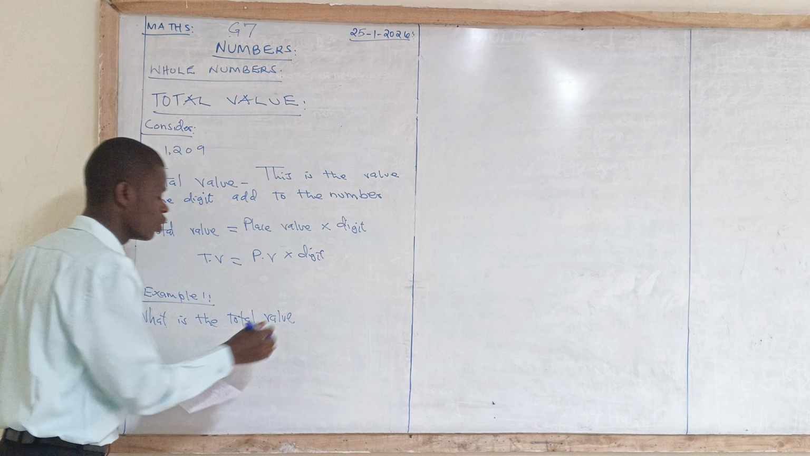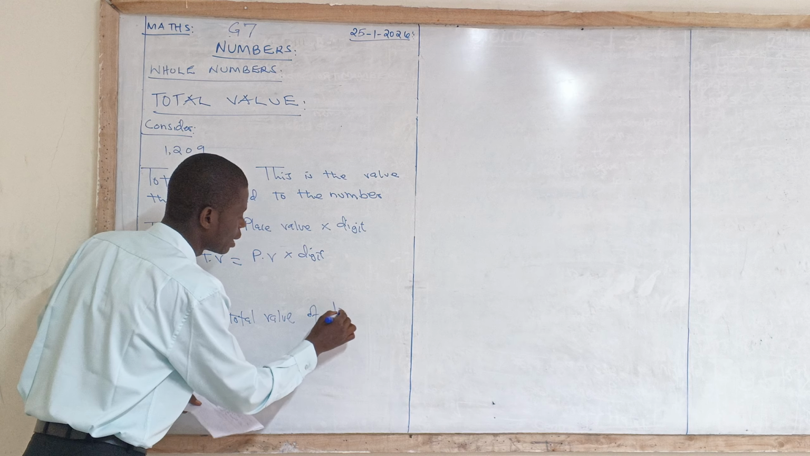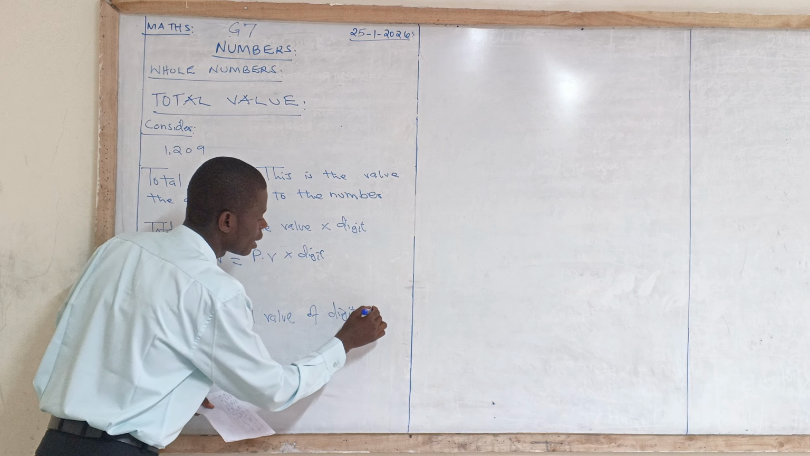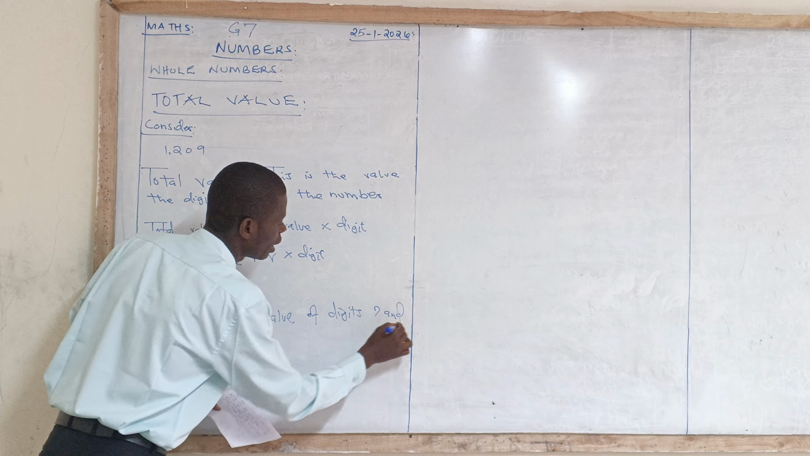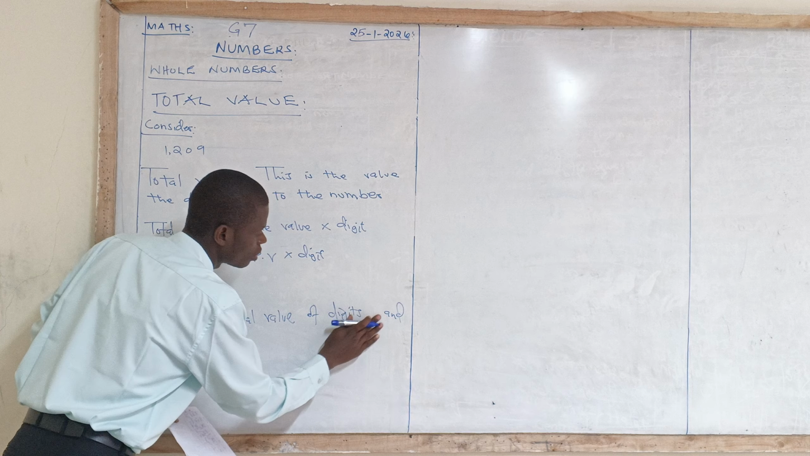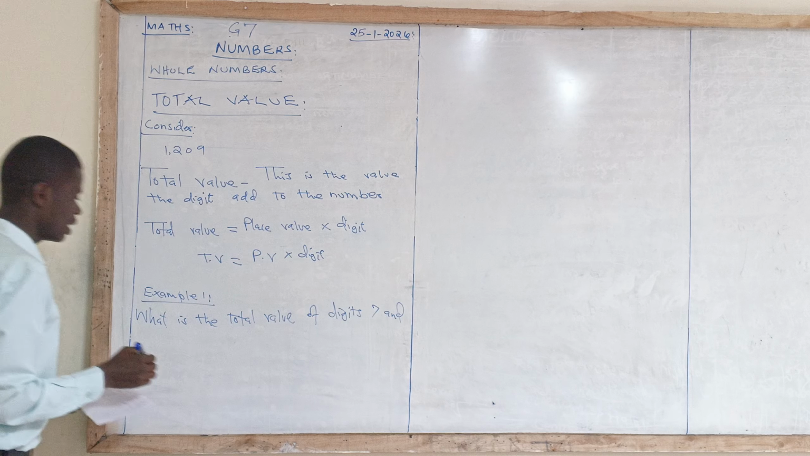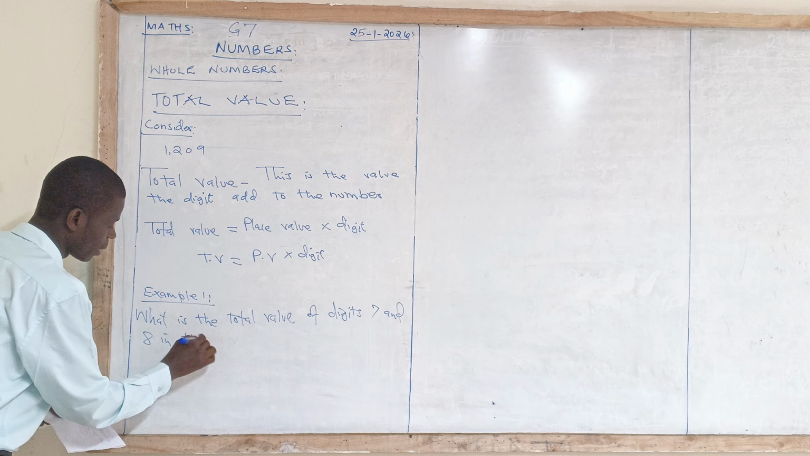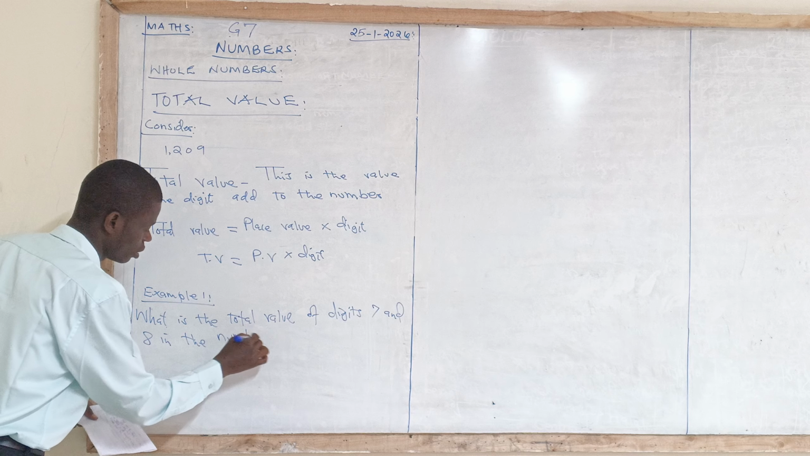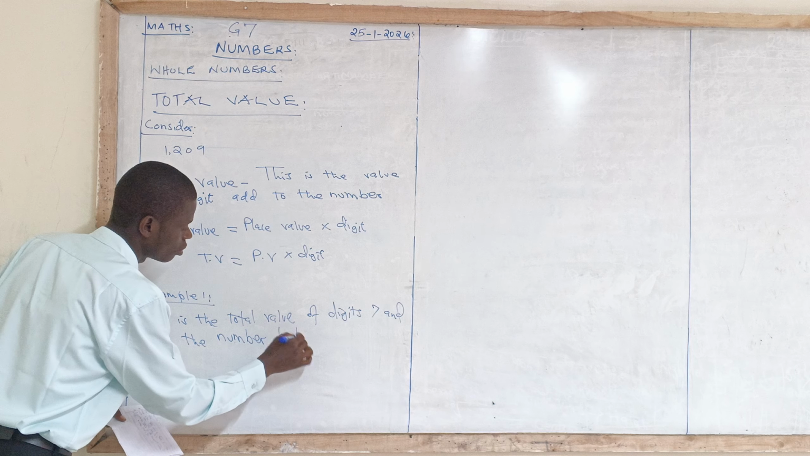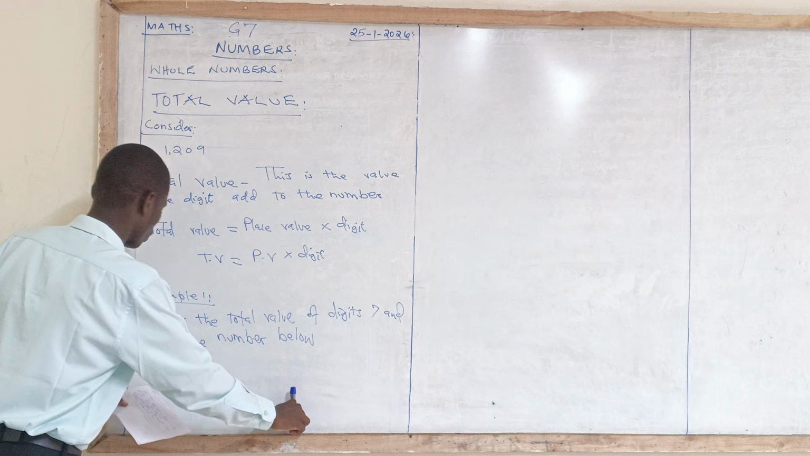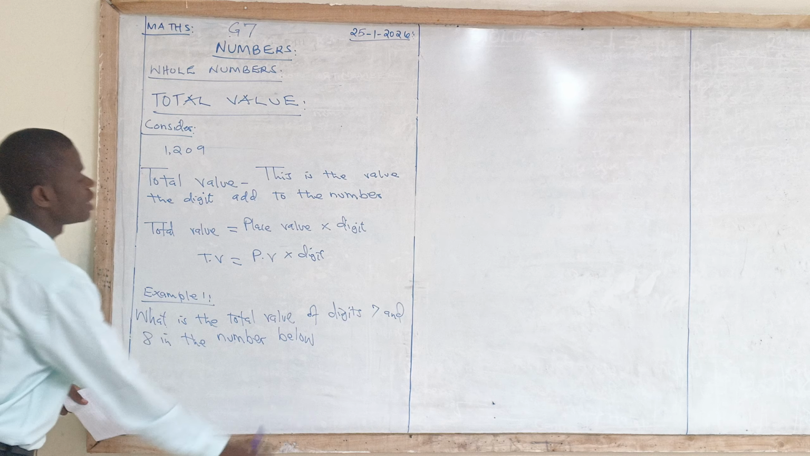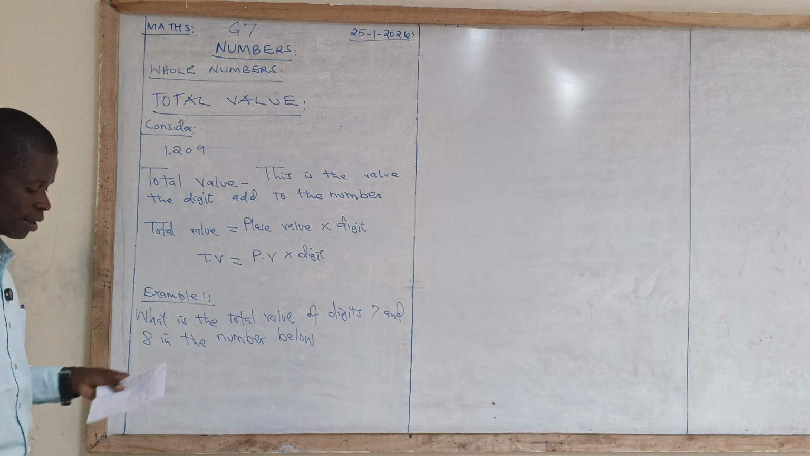What is the total value of digits 7 and 8 in the number below? What is the total value of digit 7 and 8 in the number below?